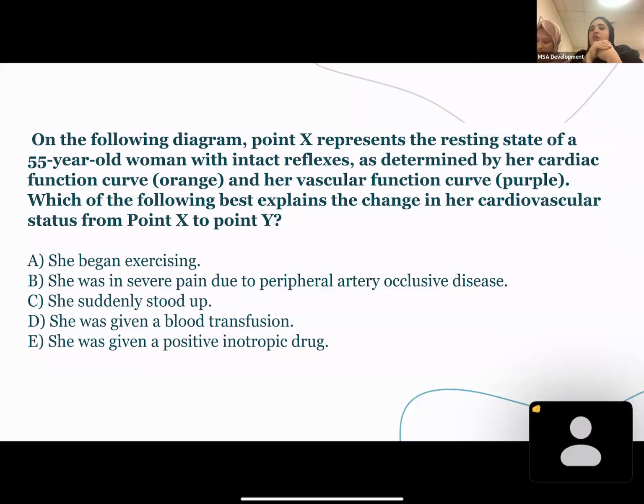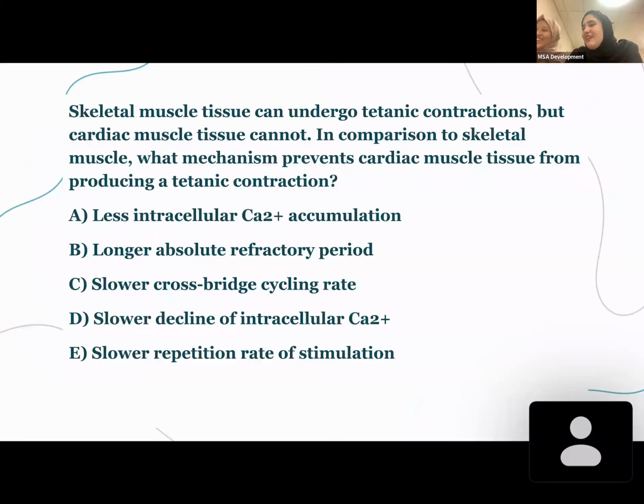Okay. Go ahead. So on the following diagram, point X represents, where's the diagram? There's no diagram. Wait, we're gonna skip this. We can come back to it later. It's okay now. It's fine, guys. We can ignore it.